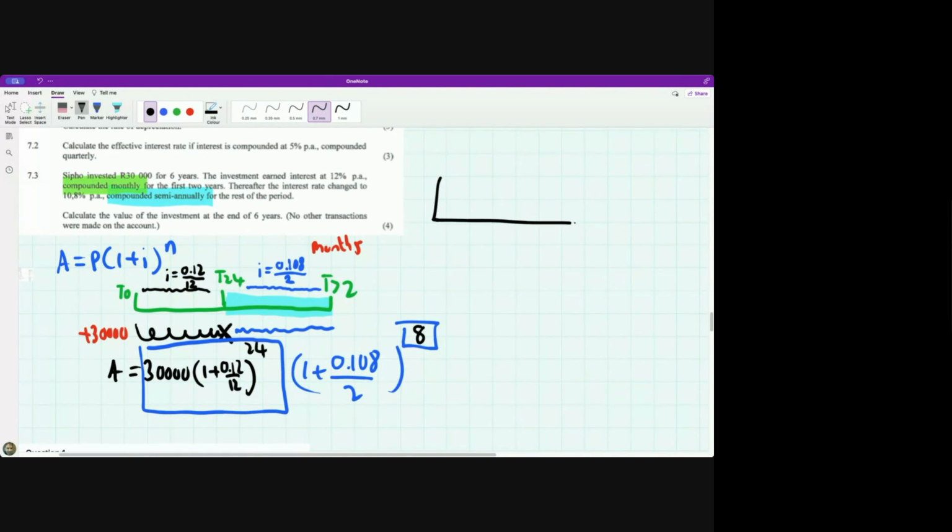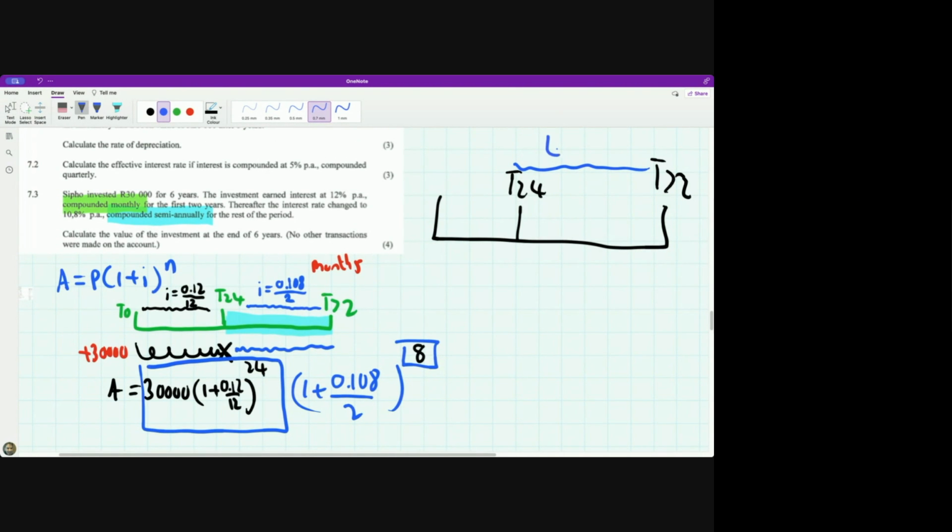Think of it this way. Here's the timeline. If I go from T24 to T72, that is 48 months, right? 48 months. Or we could say it is the same as 4 years. How many 6-month periods are there in 4 years? Well, it's just going to be 4 times 2, which is 8. That's why this thing over here is an 8.